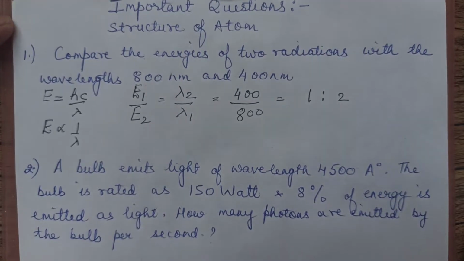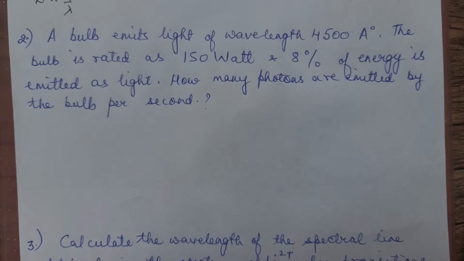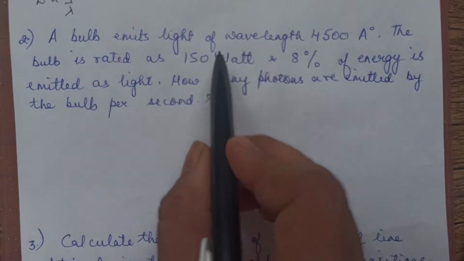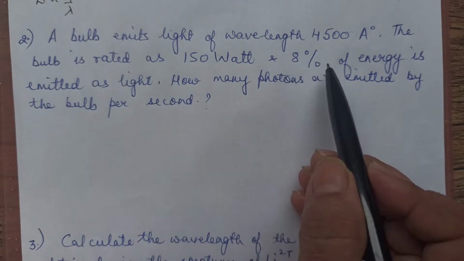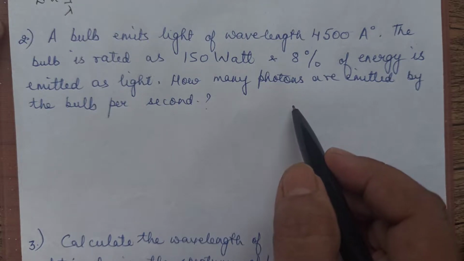Now, next question we will be discussing here is this one. See, the question says that a bulb emits wavelength of this much, 4500 angstrom. The bulb is rated as 150 watts. Now, if I take watts, it will be joule per second in that unit. They are saying that 8% of the energy is emitted as light. This is the wattage of the bulb, and of that only 8% is emitted as light. How many photons are emitted by the bulb per second?